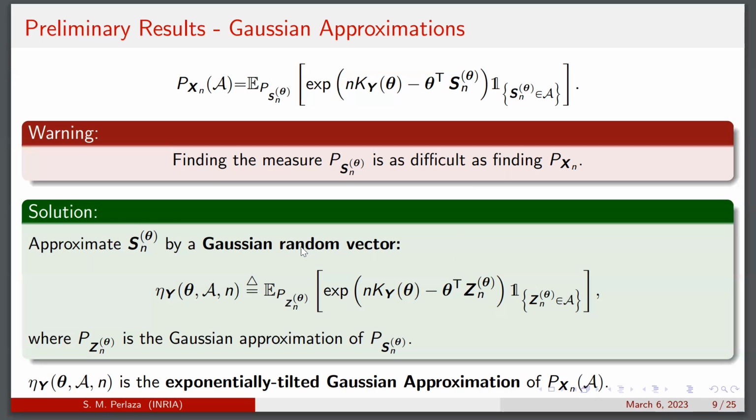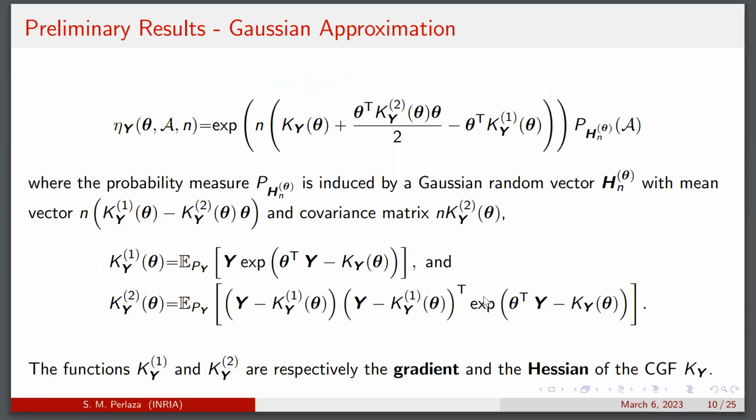So it turns out that if we treat Sn theta as a Gaussian random vector with the same mean and same variance as the original one, then we obtain this expression here, which is what we call an exponentially tilted Gaussian approximation of Pxn. And this is going to be very useful. We will see.